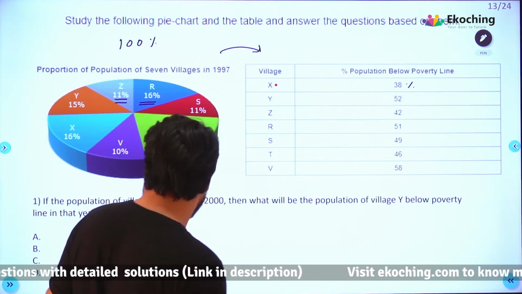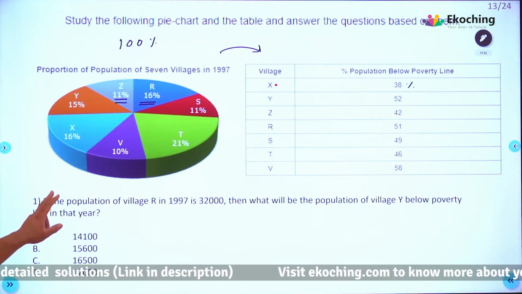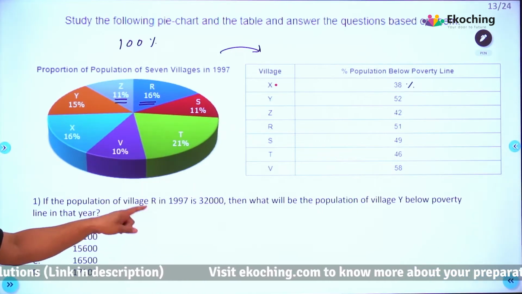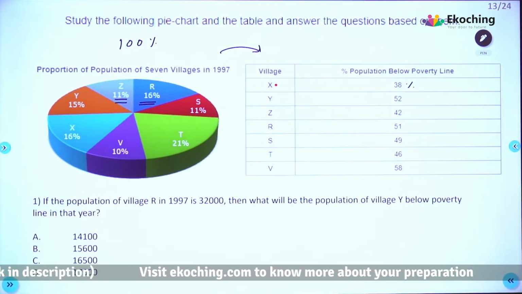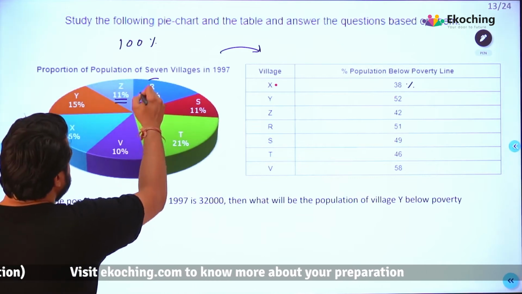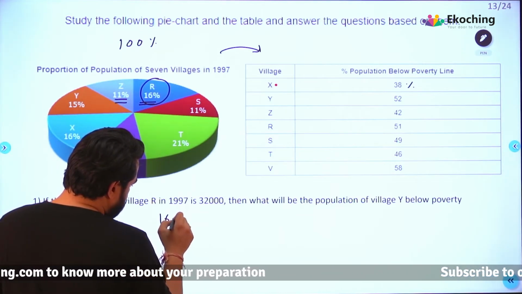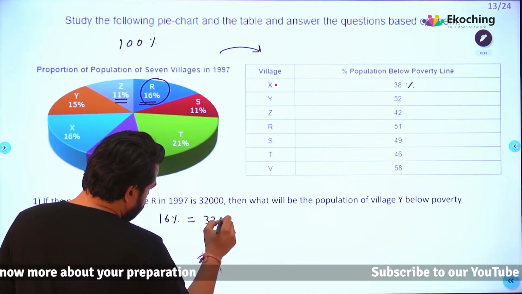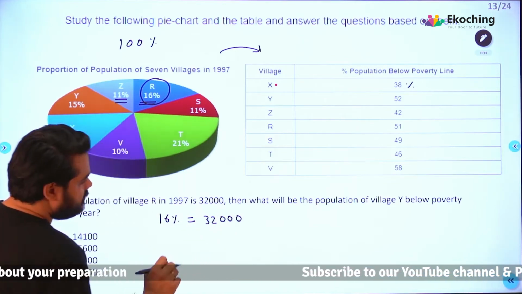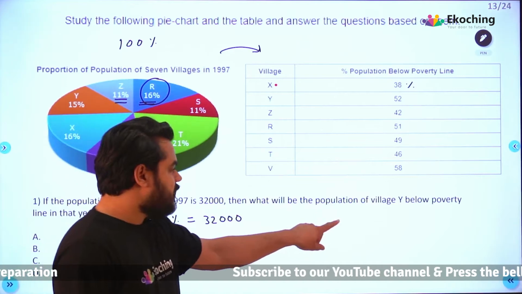This is how we are supposed to read the data. Now let's come to the question. If the population of village R in 1997 is 32000, so R's population, which is 16%, so 16% is 32000. Then what will be the population of village Y?